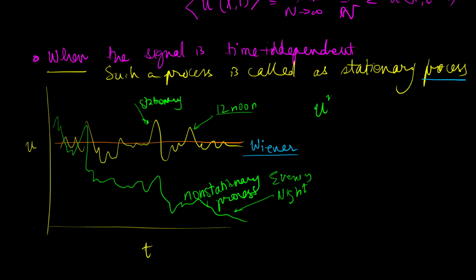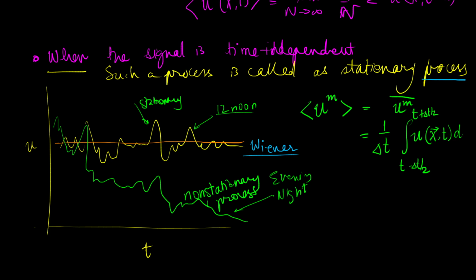when you do this, it is equivalent to writing down this. So this is the average of u to the power m, and when the process is stationary, you can equivalently do this: 1 upon delta t integral from t minus delta t upon 2 to t plus delta t upon 2 of u(x, t) dt. So the fluctuation is averaged, and whatever the average is, it is independent of time. So this is only dependent on x.